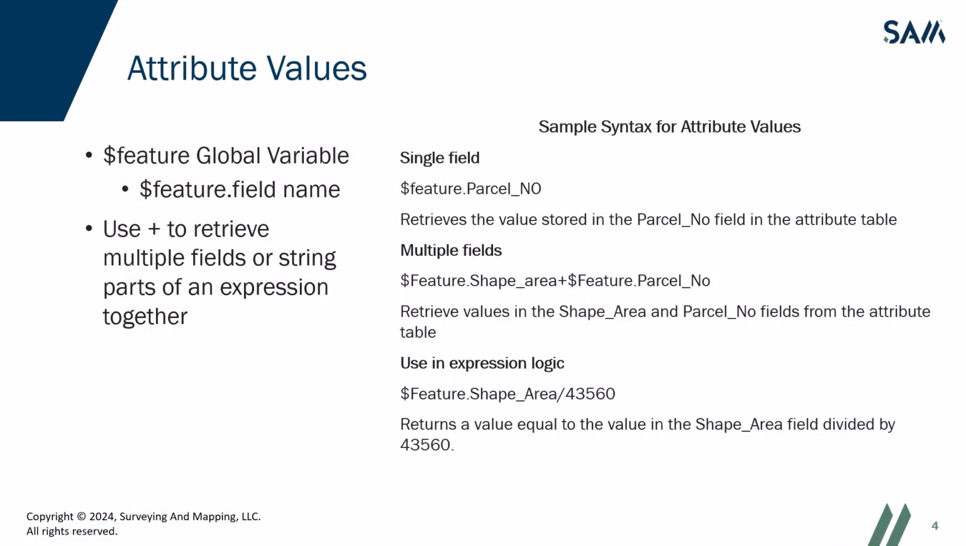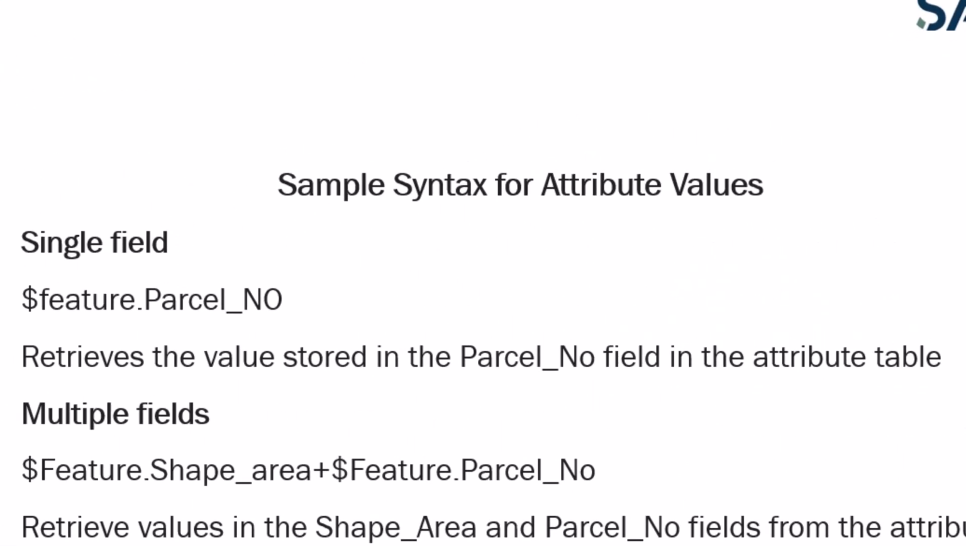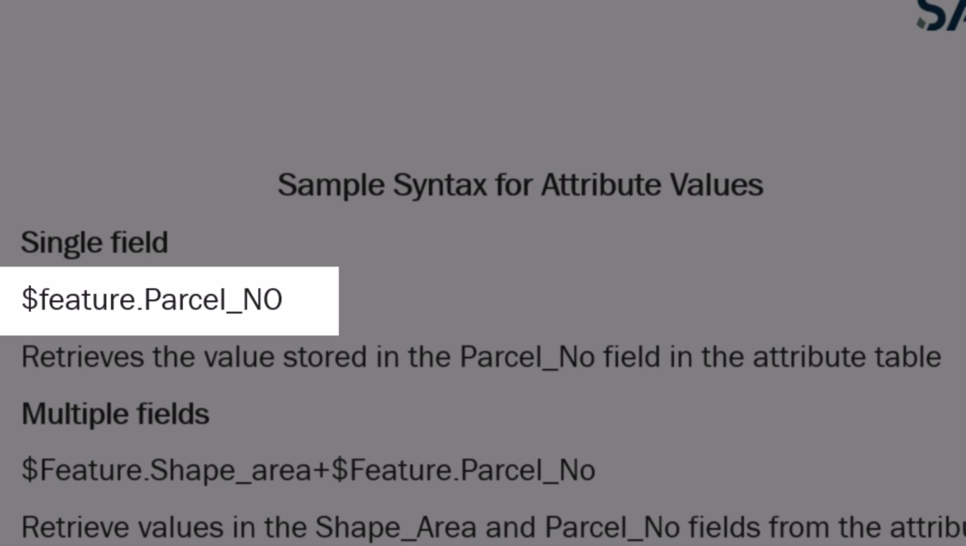So when you go to access the attributes for features that you see in your maps or records within a table, it is really fairly straightforward. You're going to use the $feature global variable. This would then be followed by the name of the field that you wish to work with. So for example, if you want to label each parcel with its parcel ID number, and that number is stored in the parcel_no field within the attribute table, you could create a simple expression that said $feature period parcel_no, as you see here.